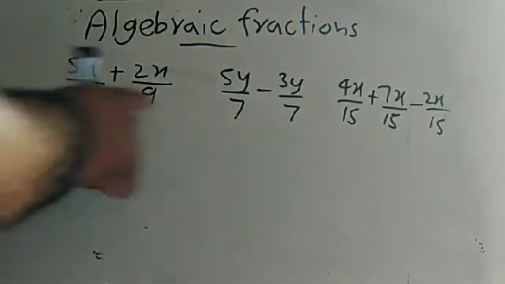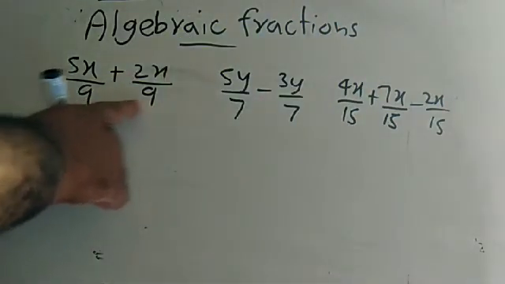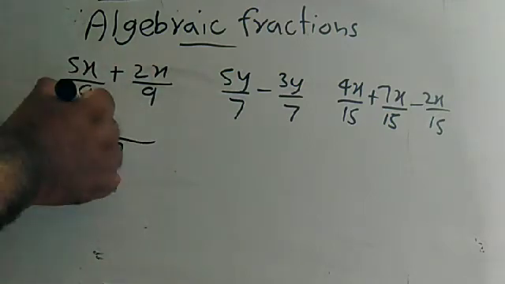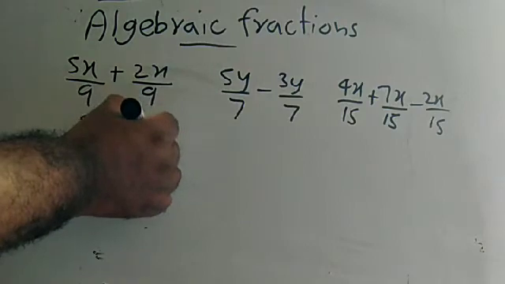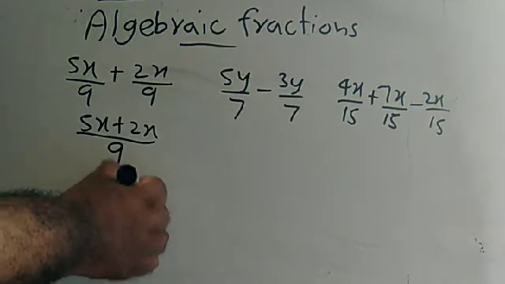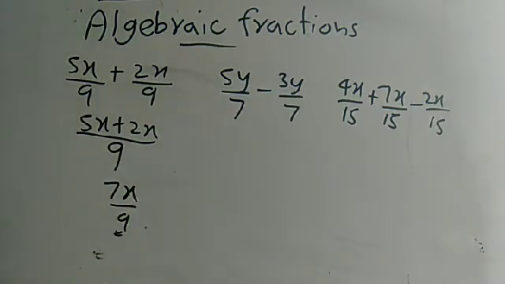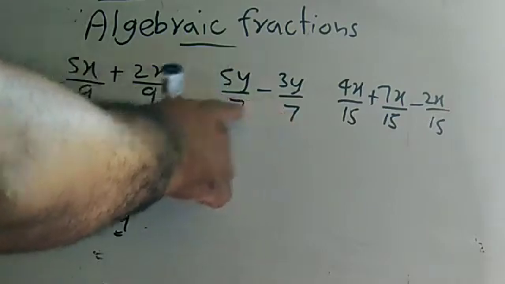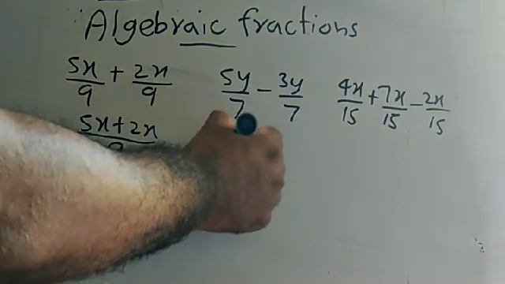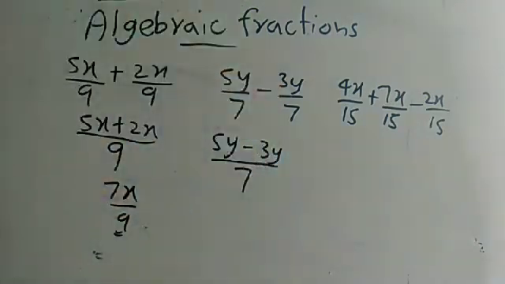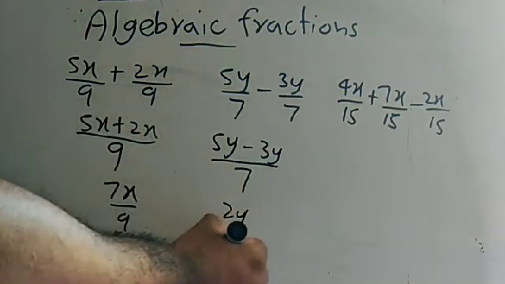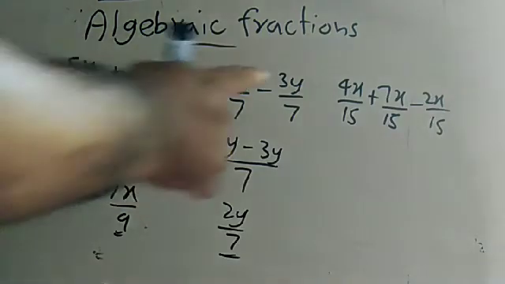Right. In these 3 examples you can see the denominator is equal. The common denominator is 9. Then the numerators we can add, 5x plus 2x. Now you can see 5x and 2x are like terms, so 5x plus 2x is 7x upon 9. In the second example, the denominator is equal, 7. The numerators we subtract, 5y minus 3y. These are like terms, 2y upon 7. This is the answer.